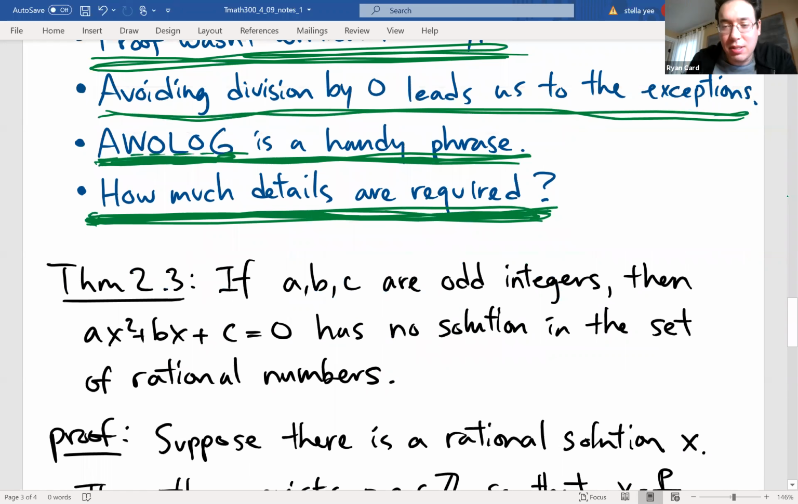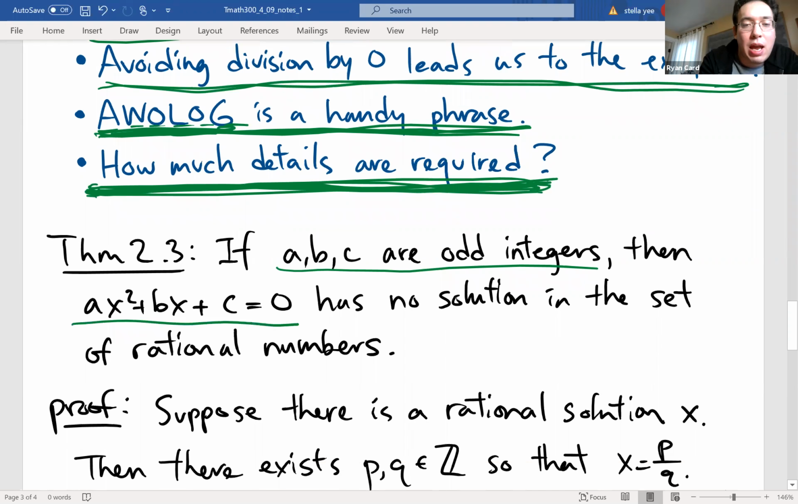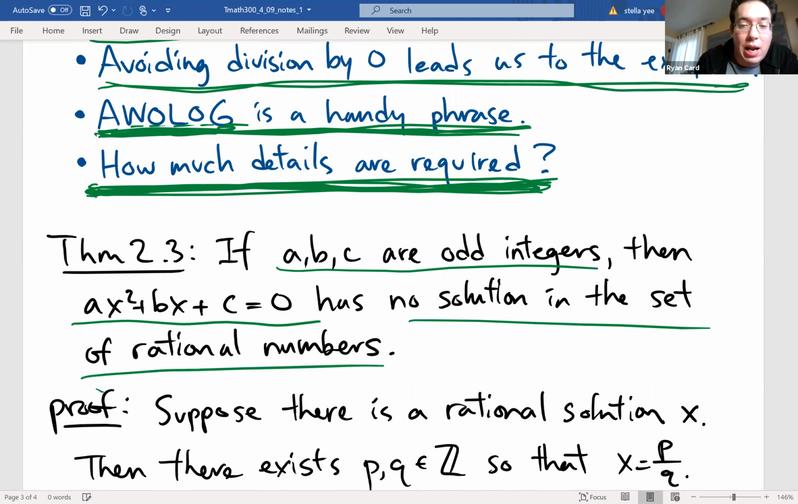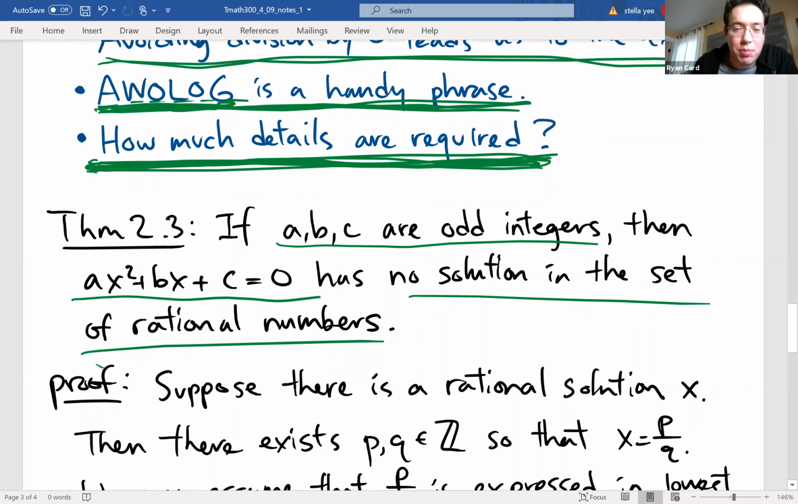I think this next theorem is actually quite beautiful. Okay, so let's say you have 3 integers, A, B, C, that are all odd integers, and you have this quadratic equation, ax squared plus bx plus c. If A, B, C are all odd, then it has no solution in the set of rational numbers. So we know we can probably find the solution by using the quadratic formula, but the quadratic formula will not yield a nice rational number. It'll include some square root of something that's going to be irrational. So let's jump into the proof of how you might prove something like this.